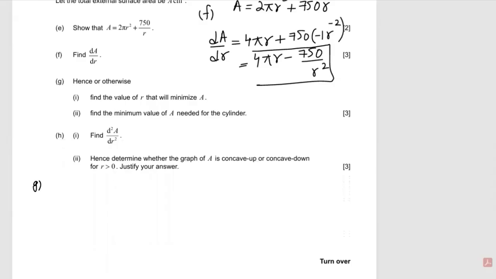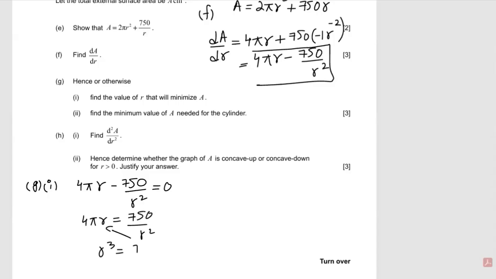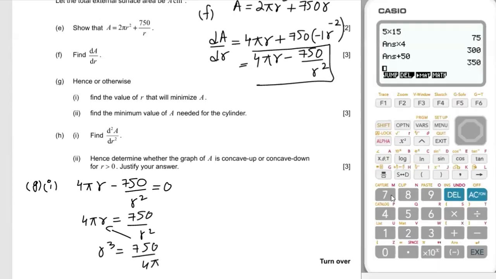Let's do G1 over here. So you put your first derivative equal to 0. Now, this can be solved using the graphing display calculator as well. If you want to solve it straight away, I would encourage you all to solve it using GDC, but there is a way in which we can just solve it without GDC. It's going to be 750 over 4 shift pi. Okay, so now I need to cube root this thing, right?